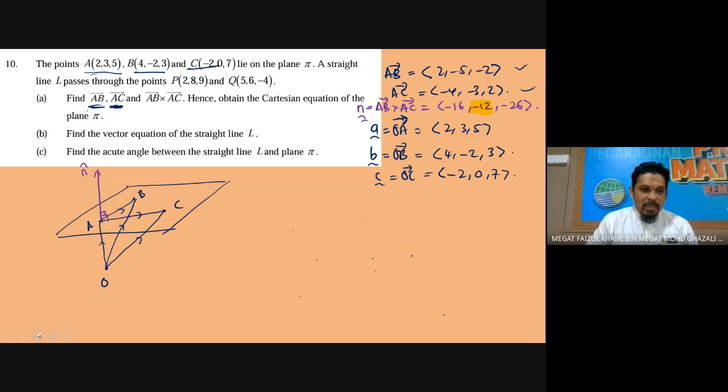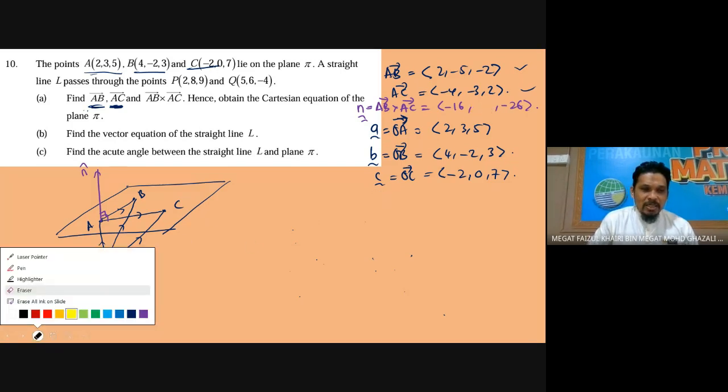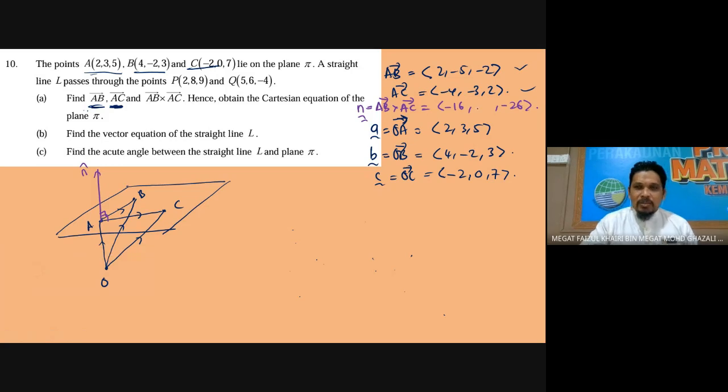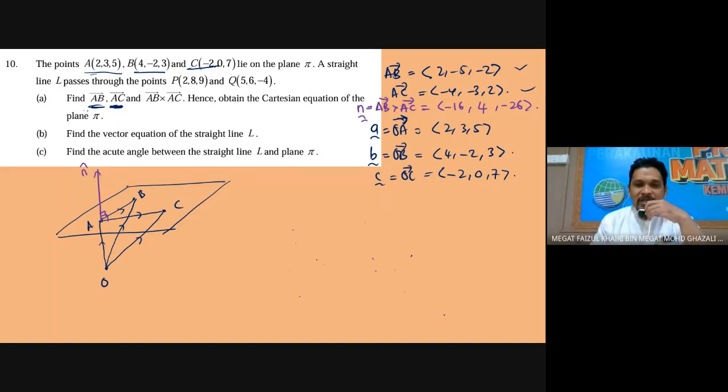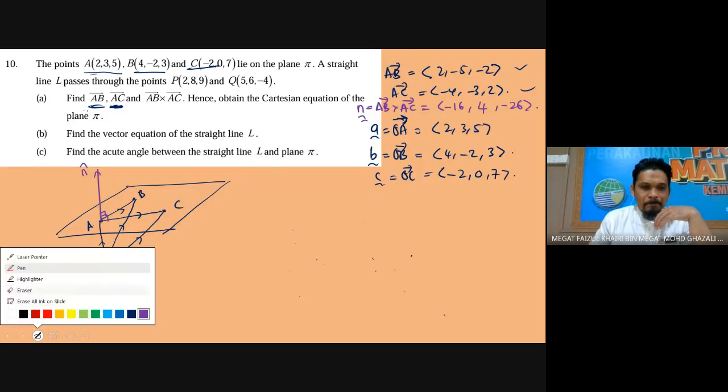So class, make a correction, find where the mistake is, the calculation of positive plus minus just now. Please make a double check. So change this into 4. -16, 4, -26. Okay, can you see where the mistake was? Make your correction because I have erased it, sorry I did not notice. Okay, so now, thank you very much.